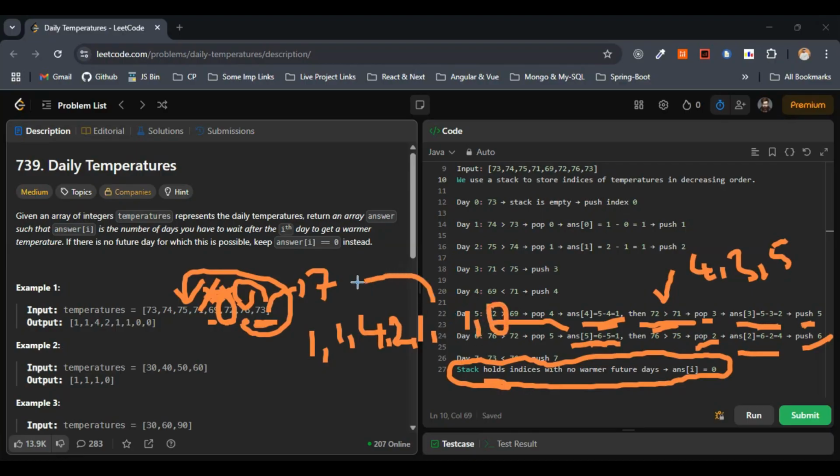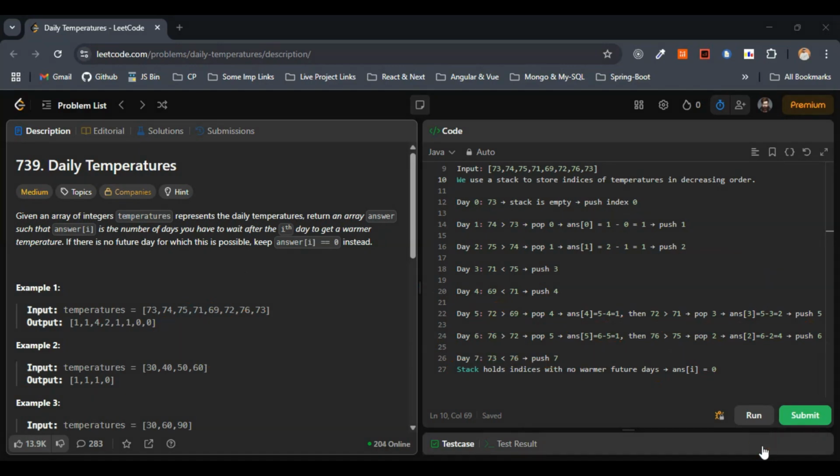Same answer, which is equivalent to the output that they have given for example 1. So this is how we will be making use of the stack. I hope the approach part is completely clear.